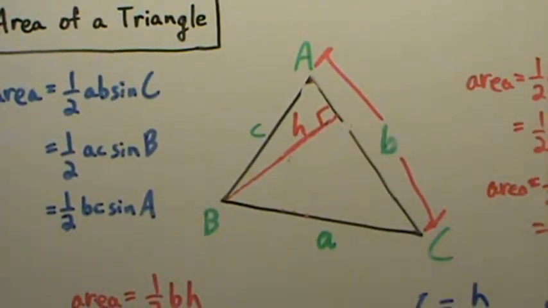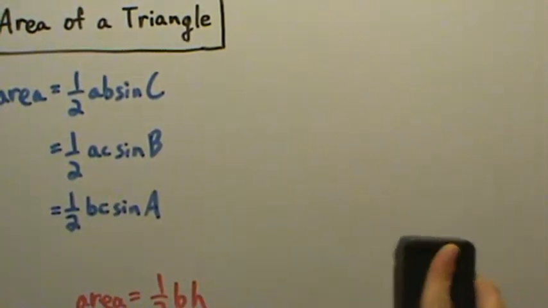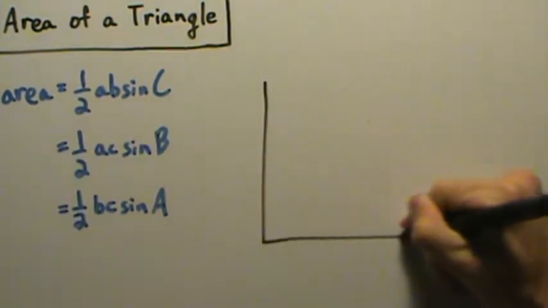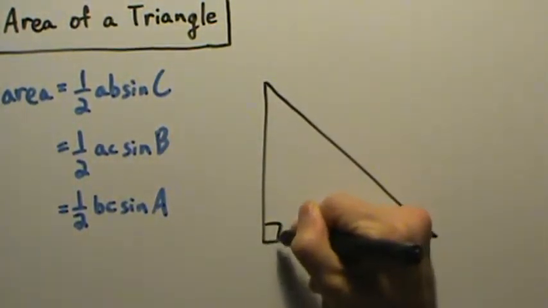Now let's establish the same thing for right triangles. Right triangles are going to be a little bit quicker because we have a right angle, and a right angle is 90 degrees. What's nice about that is the sine of 90 degrees is 1, so that actually simplifies things quite a bit.